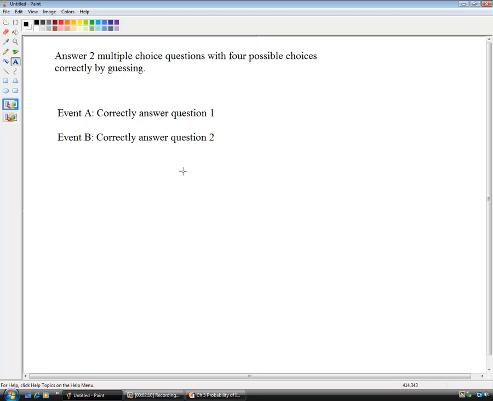Now, to calculate the probabilities of each event, probability of A is going to equal 1 out of 4, because there's 4 possible choices, only one of them is correct. Similarly, probability of B will also be 1/4. Since these two events are independent, we know that the probability of the intersection, which could also be written as A and B as you noted on the slide, is going to equal 1/4 multiplied by 1/4, or 1 over 16.